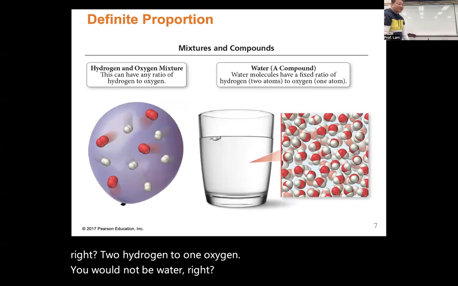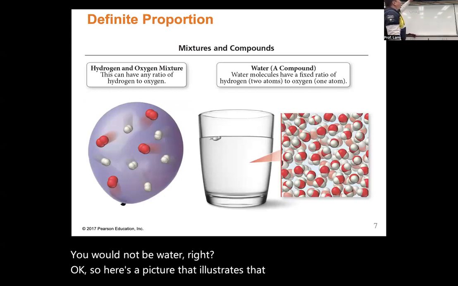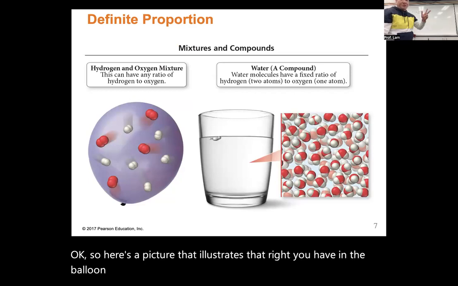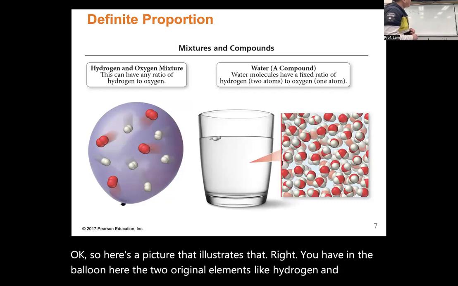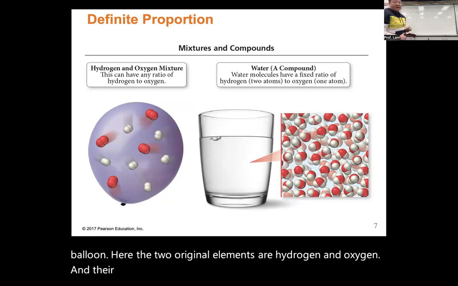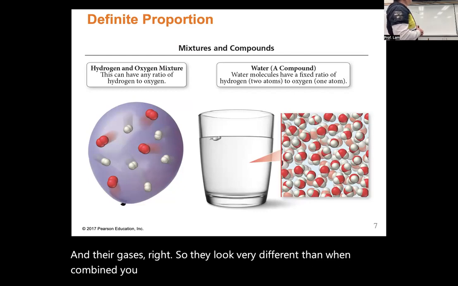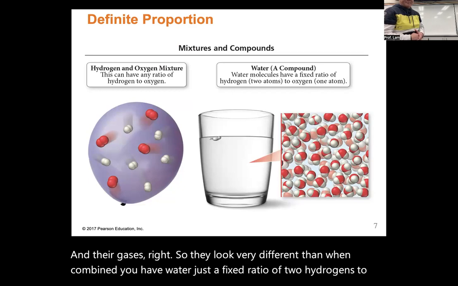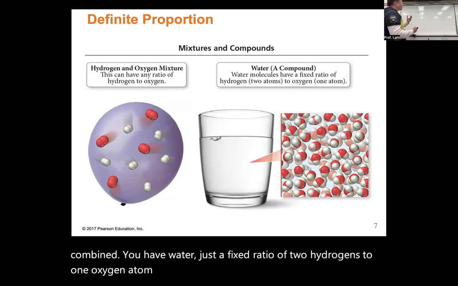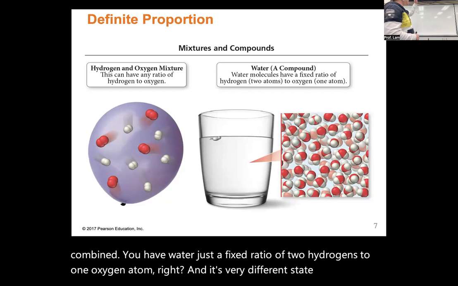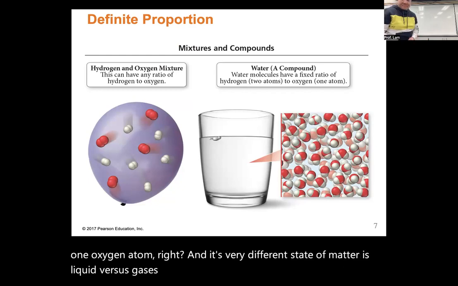Okay, so here's a picture that illustrates that, right? You have in the balloon here, the 2 original elements, right? Hydrogen and oxygen, and they're gases, right? So they look very different than when combined, you have water, just a fixed ratio of 2 hydrogens to 1 oxygen atom, right? And it's very different. State of matter is liquid versus gases here, okay?